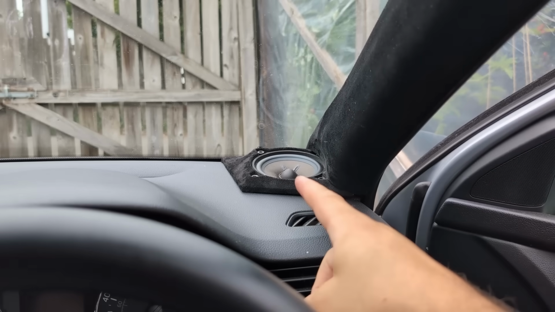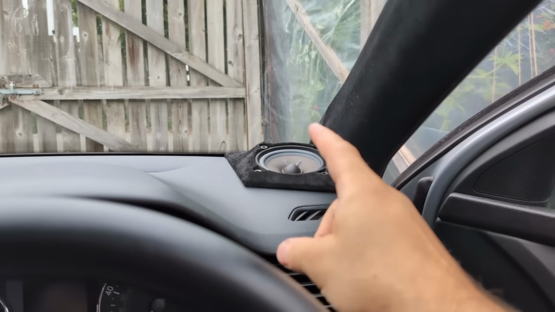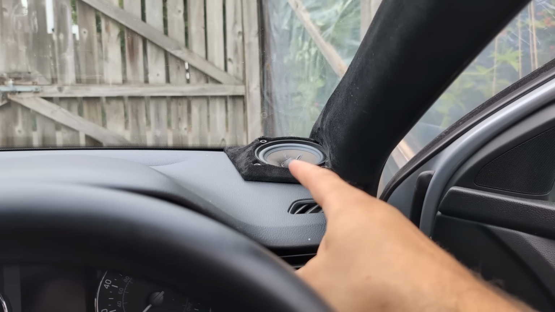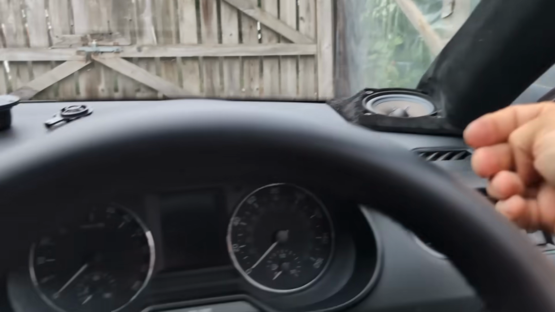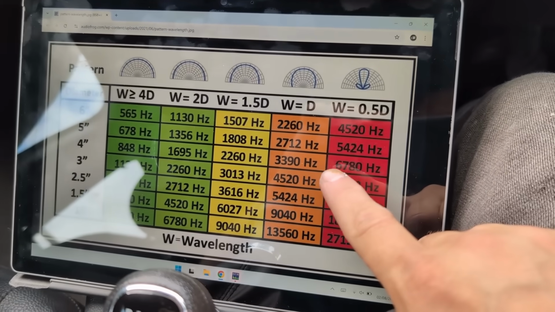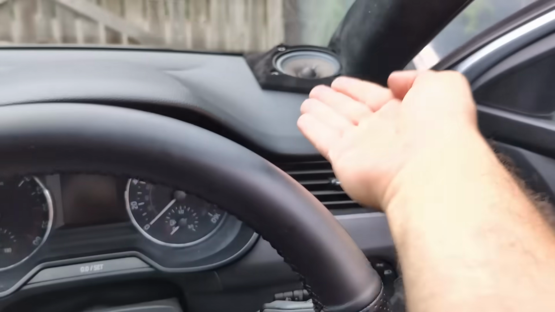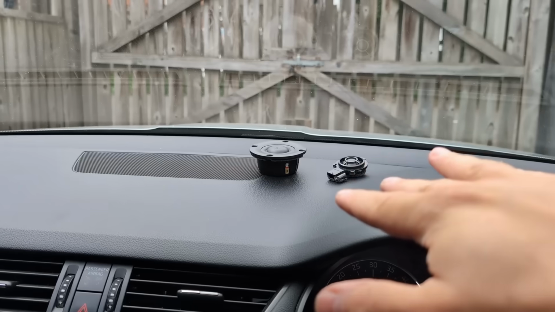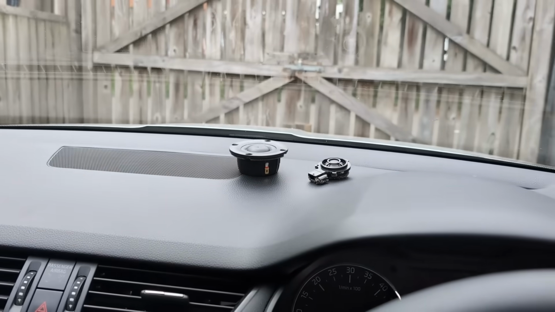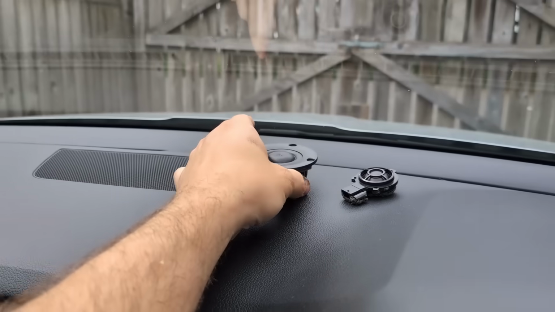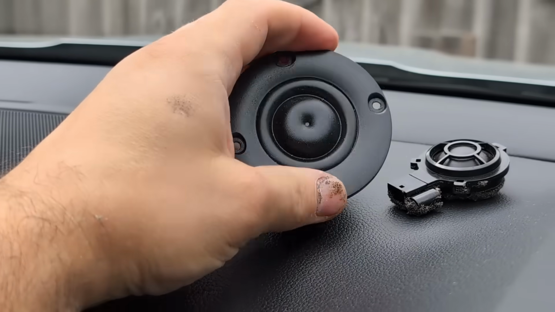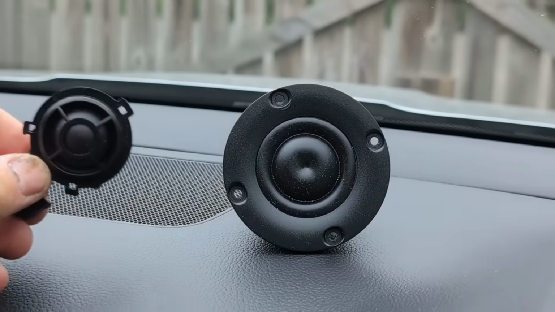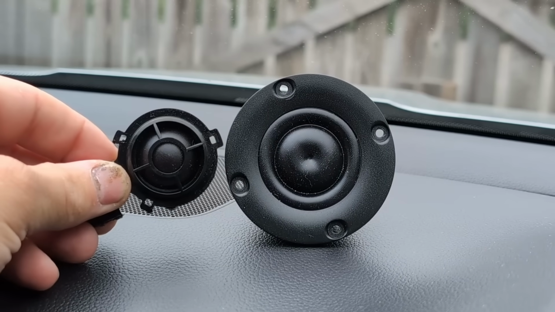Now, if I wanted 5, 6, 7 kilohertz playing from that speaker and reaching my ears, that is already starting to beam. That means I would need to tilt that speaker. And for the tweeters, it's exactly the same. Tweeters have different sizes as well. So for example, this is a bigger tweeter, you can see, and this compared to that one is much smaller.